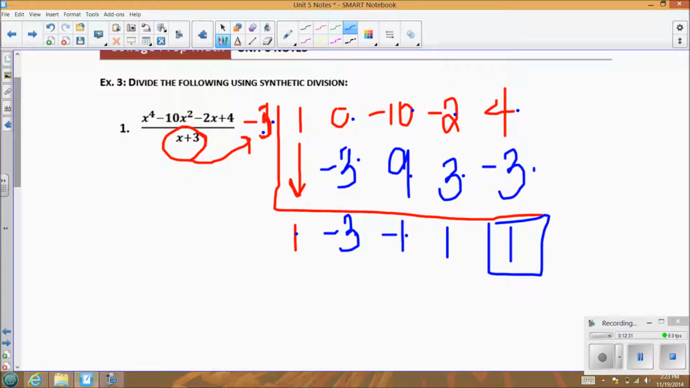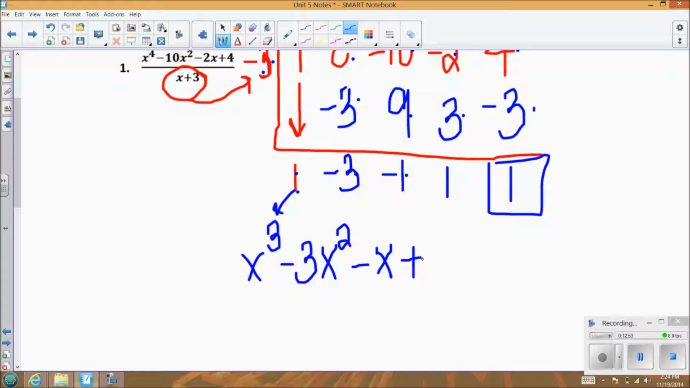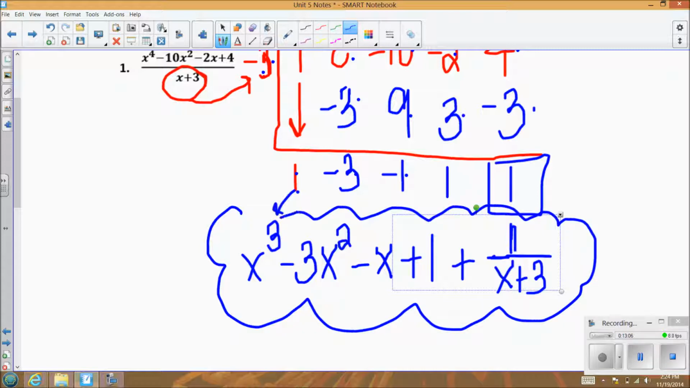I started with a degree 4 polynomial, so x to the 4th, which means my answer has to be degree 3. So 1 times x to the 3rd is the first term, minus 3x squared is the next one, minus 1x, and then plus 1 at the end, plus my remainder over whatever I divided by. So I divided by x plus 3. So there's my answer. So you can see that this is much quicker. It's just an unusual process.